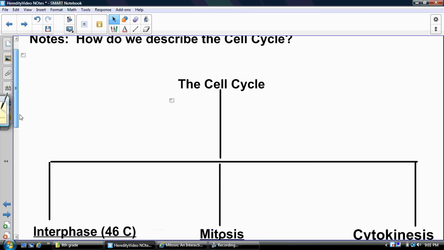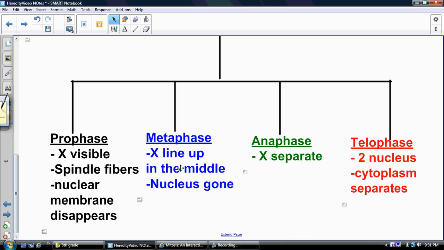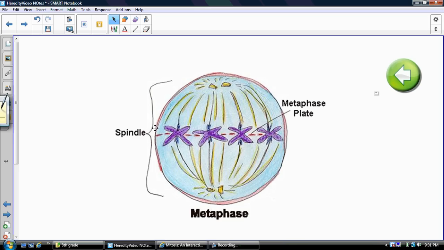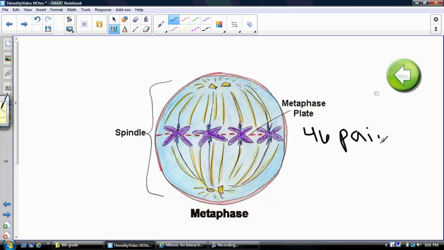Then you're going to go to metaphase. Those 92 chromosomes are going to pair up. So when they pair up, that makes 46 pairs. And they're going to line up in the middle, and the nucleus is going to be gone. So what you're going to have is 46 pairs of 92 chromosomes. So this picture obviously doesn't show the 46 pairs of the 92 chromosomes, but they're there in metaphase.